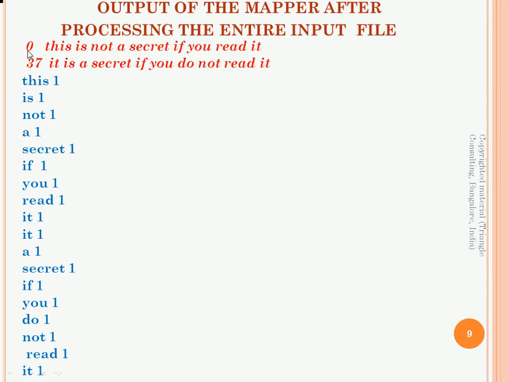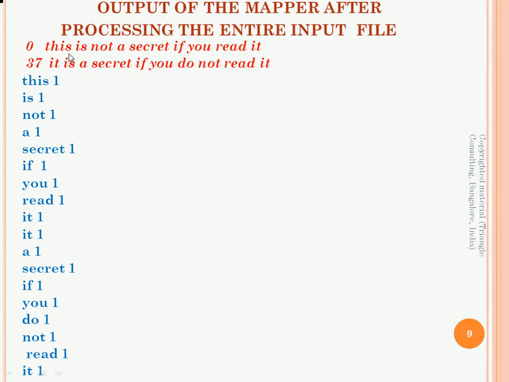So the file offset for the first line is obviously 0 and the file offset for the second line is going to be 37, which is going to be output by the record reader, one line at a time. And the mapper would actually keep all these things. The output of the mapper will be present in a file, which is actually an intermediate output file.